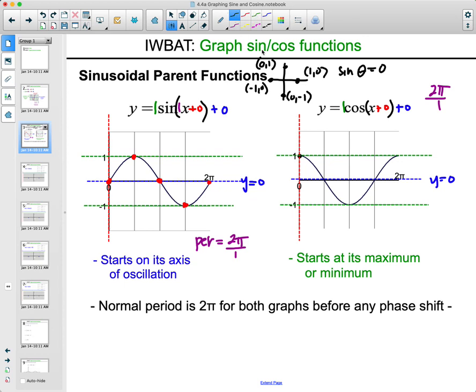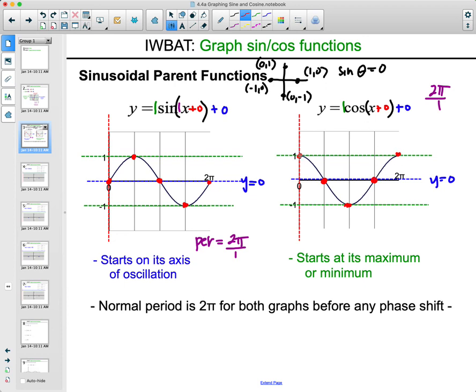Now for cosine, cosine is the x value. So cosine of 0 is 1. So cosine starts at its maximum. Then at 90 degrees or pi over 2, cosine is 0. So cosine starts at 1, then at pi over 2, it's 0. At pi, it's -1. At 3 pi over 2, it's 0. And then at 2 pi, it's back to 1.